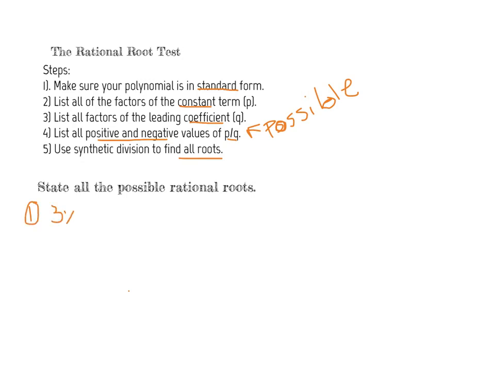We have 3x to the third plus 5x squared plus x minus 1. So is it in standard form? 3, 2, 1, yes, it's in standard form. So I'm going to take my constant term here, the number without an x, and I'm going to list the factors of it, which is super easy, just 1 times 1. So remember that's my p-value. And then I'm going to go to my leading coefficient, which is 3, and list those factors, which is 1 times 3. So that's going to be my q.